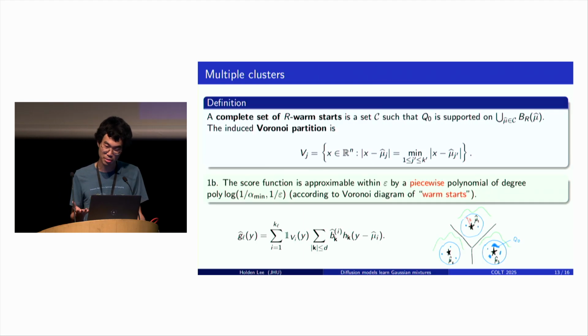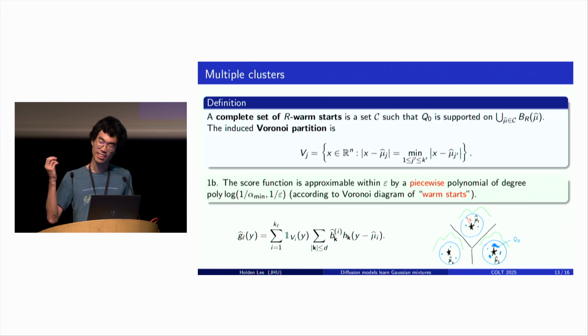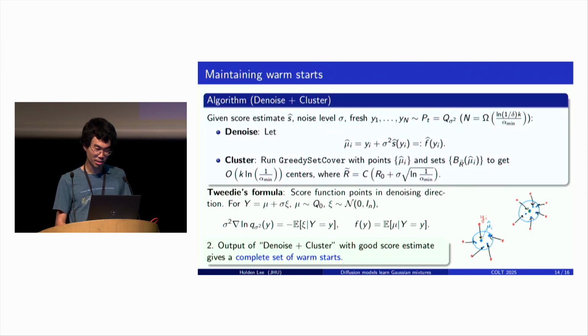Now to go to multiple clusters, what we need is a set of warm starts. By this I mean a set of points such that we know that every mean is at most distance r from one of these warm starts. Okay, if we have this, then we can run polynomial regression on the Voronoi diagram from these warm starts, doing a polynomial regression on each part. So the only remaining problem is how do we find these warm starts?